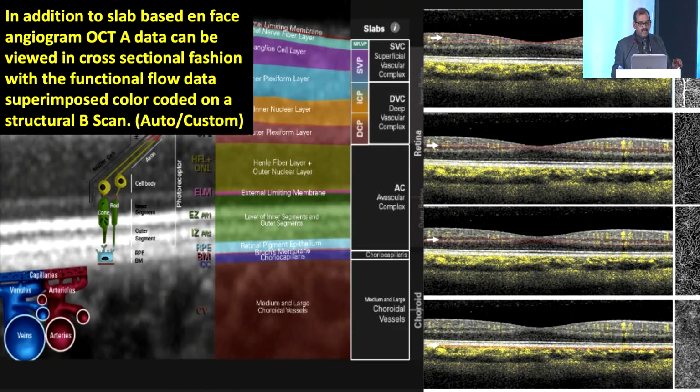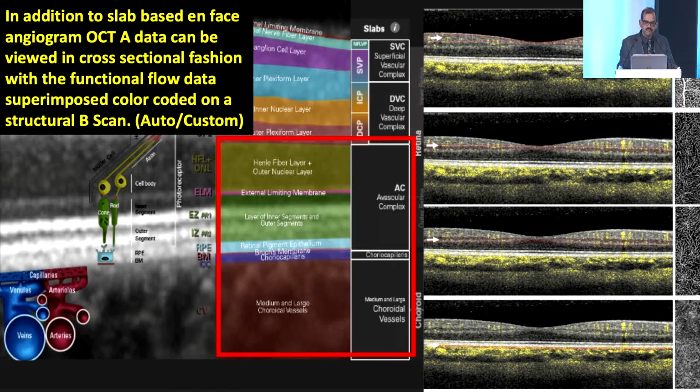In addition to the slab-based en face angiogram, the OCT data can be viewed in cross-sectional fashion with the functional flow data. These are the yellow spots which are showing the functional flow. It's seen superimposed on that. So both these en face and cross-sectional views help in making the correct diagnosis.